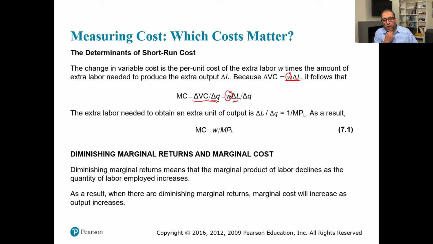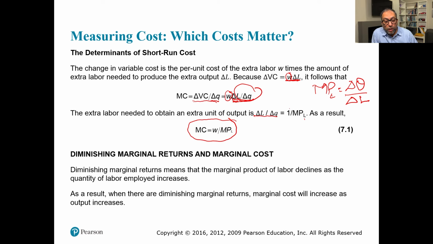When we plug in the values, in this formula we have delta L over delta Q. MPL, the marginal product of labor, is delta Q, how many units they are producing, divided by delta L. But in this formula we need the inverse of it, so we can write 1 over MPL. Then 1 over MPL times W gives us the marginal cost of labor.